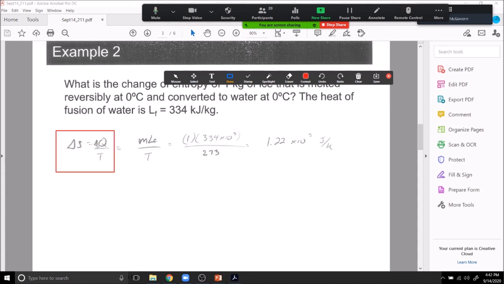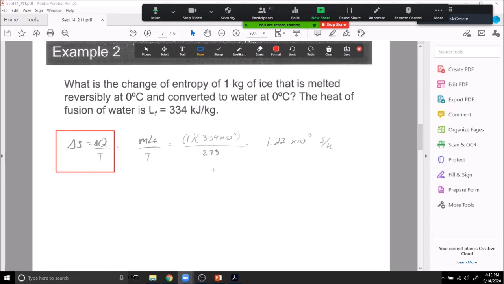So the change in Q is simply the latent heat of fusion for that kilogram there. So we got 1 kilogram times the latent heat of fusion. Realize that this is kilojoules per kilogram, so I put 10 to the 3 here to put it in terms of joules. Divided by the temperature at 0, temperature is just 273. And we get basically 1,220 joules per Kelvin, or 2.11 times 10 to the 3 joules per Kelvin. And that is the change in entropy. So the entropy of the system increased in this process here.